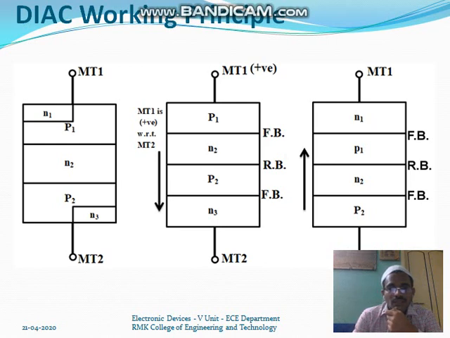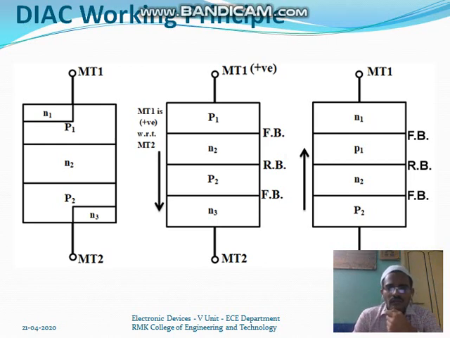Fine. And similarly in the other case, in the last figure we have MT2 as positive. When MT2 is positive, we take P2 into consideration, so we neglect N3. So here when MT2 is positive, P2 to N2 will be forward biased, N2 to P1 will be reverse biased, P1 to N1 will be forward biased. So the current direction will be from P2 to N2, N2 to P1 and P1 to N1.